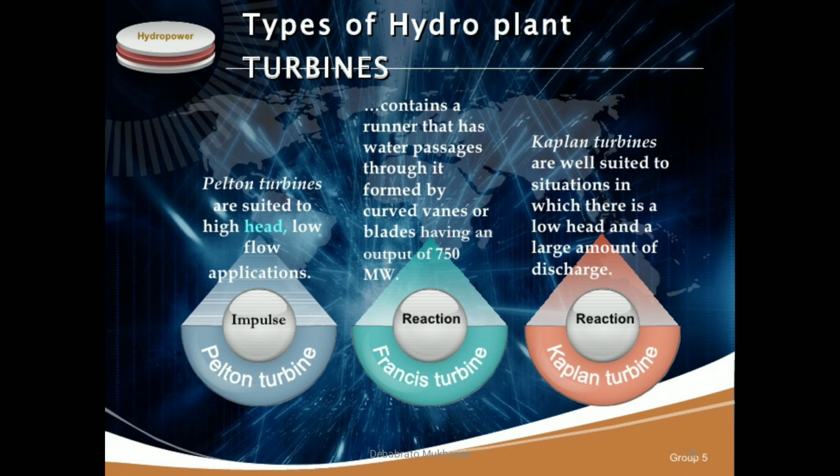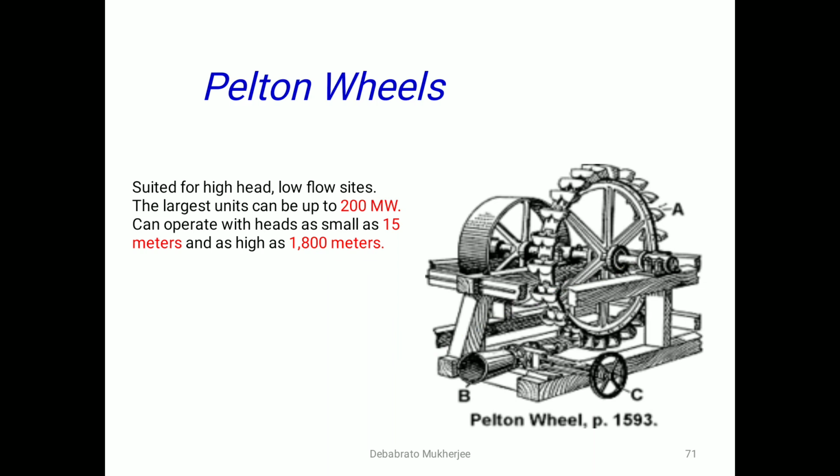Types of hydropower plant turbines: three types, impulse and reaction. Under impulse, there is the Pelton turbine. The Pelton turbine is suited to high head, low flow applications, whereas the Francis turbine, a reaction turbine, contains a runner through which water passes, formed by curved vanes or blades, with an output of 750 megawatt. Kaplan turbines are well suited to a situation where there is a low head and a large amount of discharge. I will explain what low head is further.